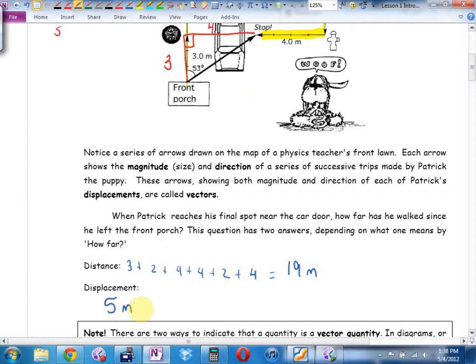We're not done though. That's only the magnitude of his displacement. A displacement also has a direction. What direction would we say? He started here. He went that way. We would write this as, we put an @ symbol, 53 degrees east of north.